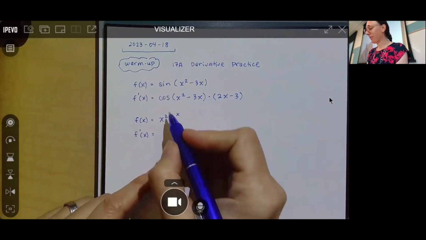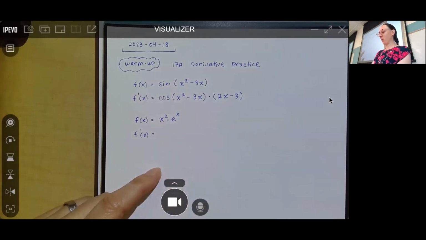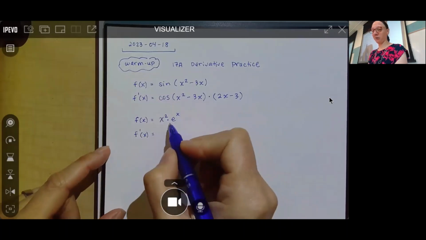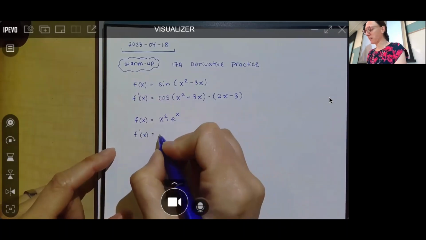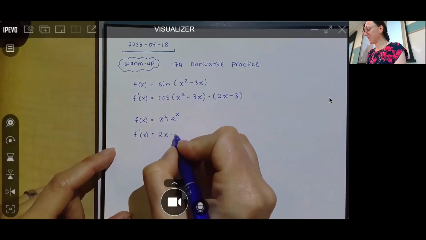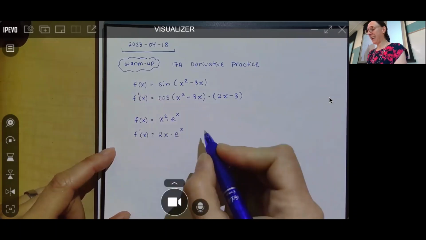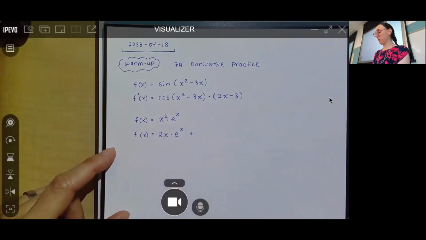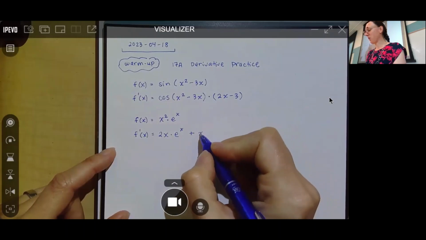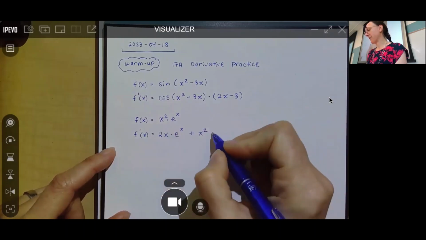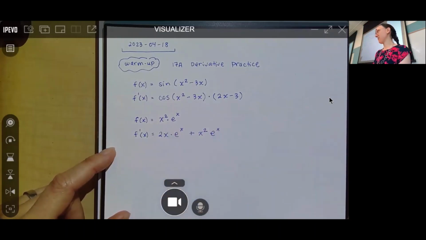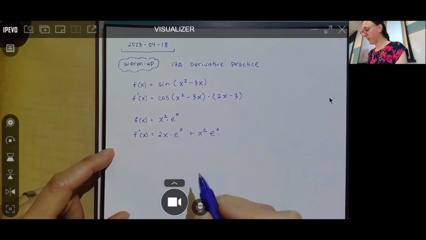This one, I'm looking at a little bit of product rule. So when I take the derivative of something with a product rule, I've got derivative of the first piece times leaving the second piece alone. Addition, because it's a product rule, leave the first piece alone, and the derivative of e to the x is just e to the x. So that's it.